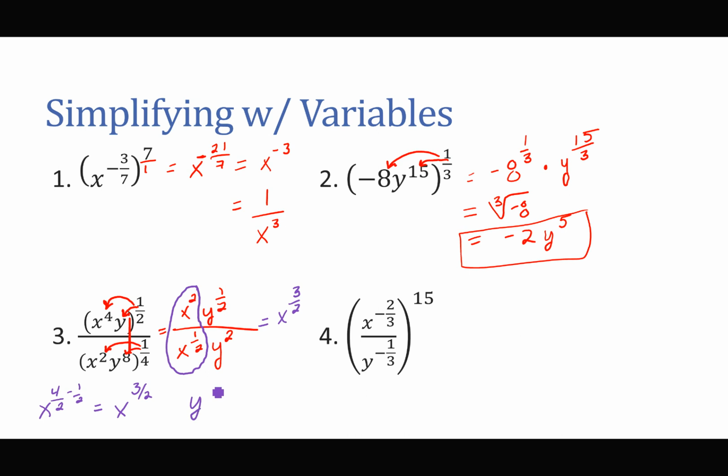For the y, I'll have 1 half subtract 2. Well, we want that common denominator, so I'm going to write that as 4 halves. And so this becomes y to the negative 3 halves. That negative means I can put it in the denominator as a positive. So y to the positive 3 halves.